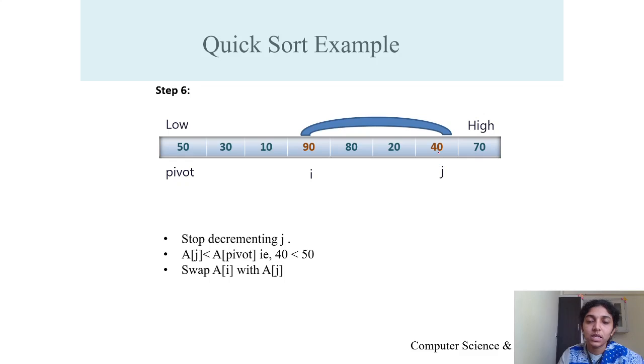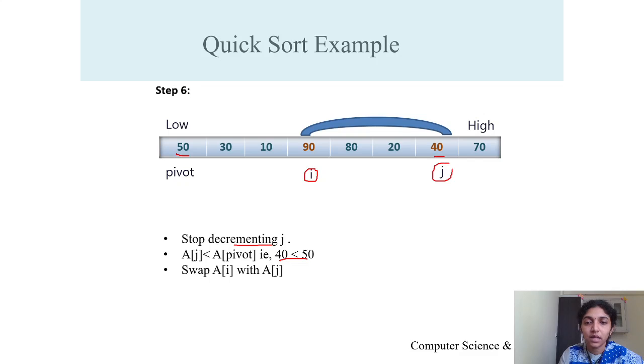Now what happens? You can see here 40 and 50, we can see that 40 is less than 50, so stop decrementing j, because 40 is less than 50. Only when the element pointed by j is greater than the pivot element, you have to keep on decrementing j. But in our case, 40 is less than the pivot element. Now we have to stop decrementing j and you have to check the position of i and j.